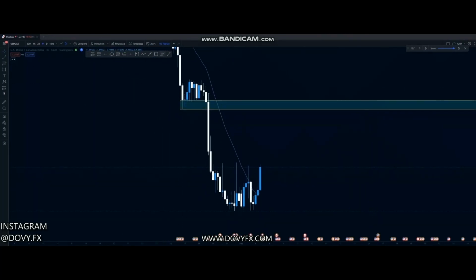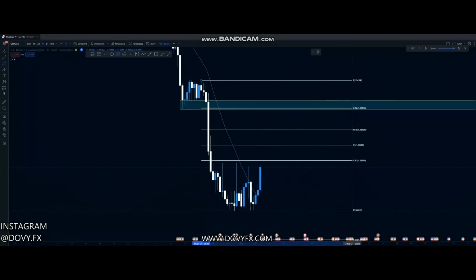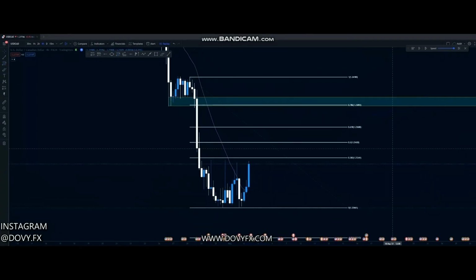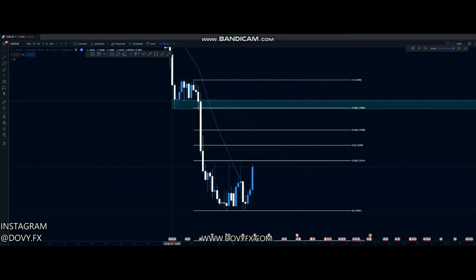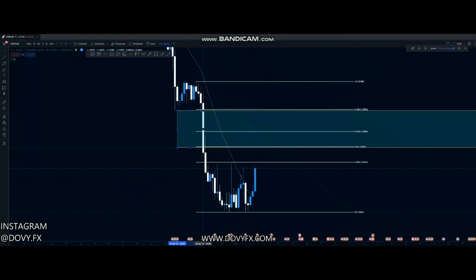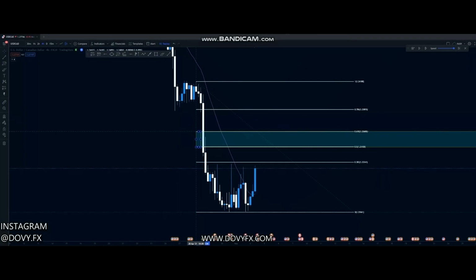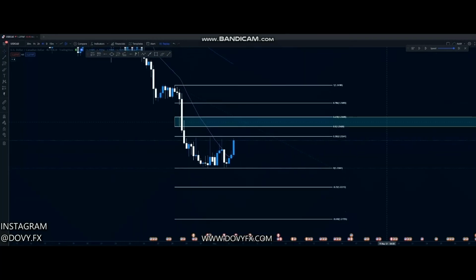So where did the price come up before breaking the market structure? Right here, and this is how you draw a fib. This is where it came up before breaking the market structure. Swing high to swing low, and right away we can mark up the zone between 0.5 and 0.6. Let's see how well it respects it.